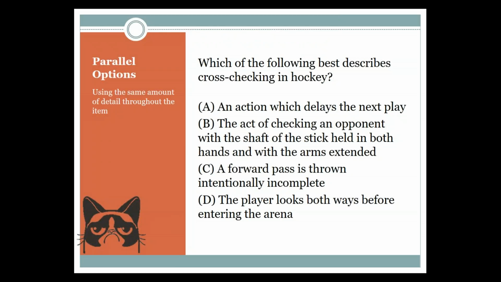So parallel options. We have here an example of "Which of the following best describes cross-checking in hockey?" And we can see that there's not as much detail in A, C, and D as there is in B. So B automatically looks the most attractive just because it's the biggest. We're Americans, right? We always want the biggest. We want the biggest cheeseburgers, we want the biggest cars, the biggest options in our items.